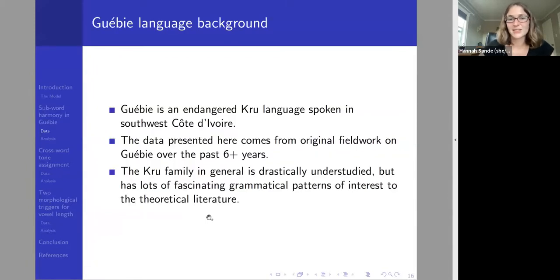Gabier is an endangered Kru language spoken in Southwest Côte d'Ivoire. The data presented here comes from original fieldwork with Gabier over the past, this really should be 8+ years. The Kru family in general is drastically understudied, but there are lots of really fascinating grammatical patterns of interest to theoretical linguistics. So if any of you are looking for a project, Kru languages are a great place to look.